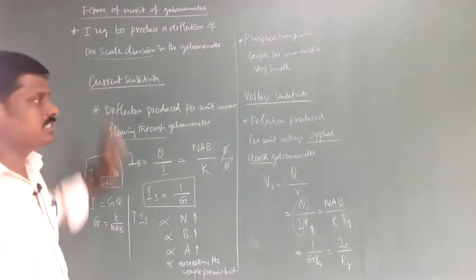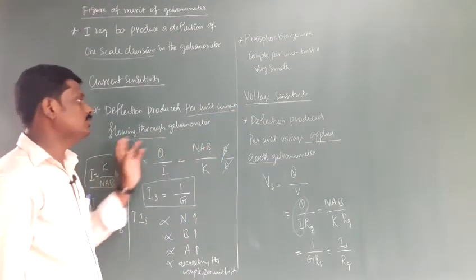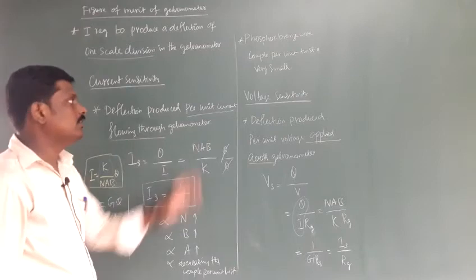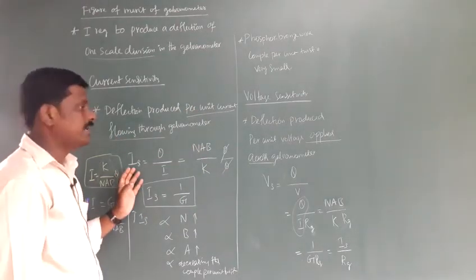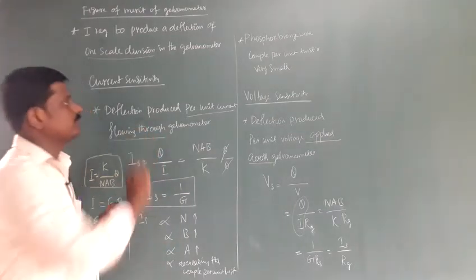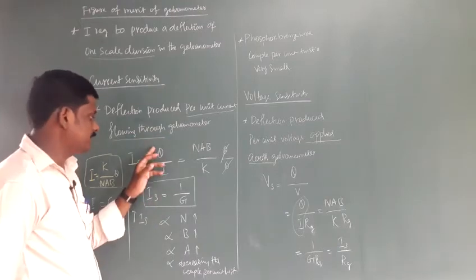First, current sensitivity. It is the deflection produced per unit current flowing through the galvanometer. So that is the current I, and the current sensitivity is theta by I.